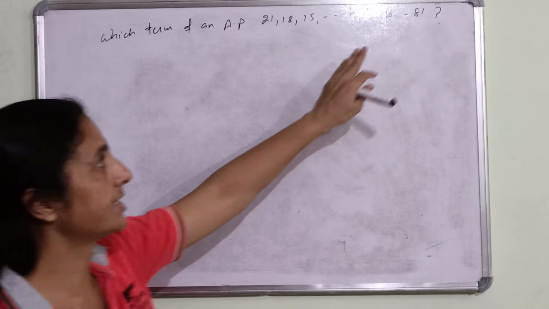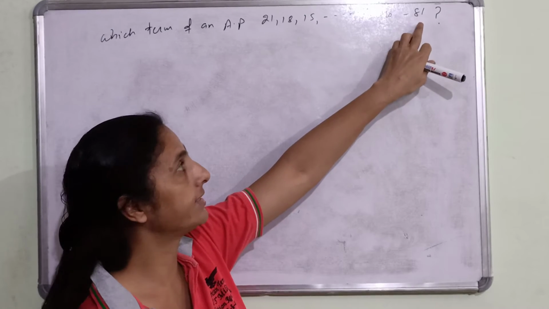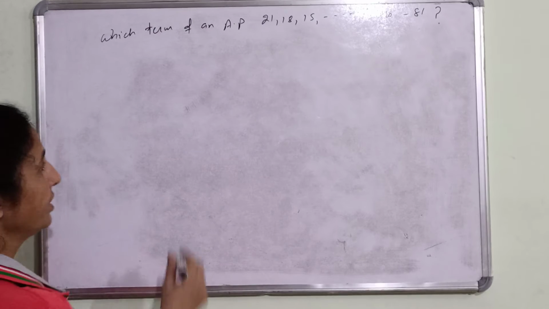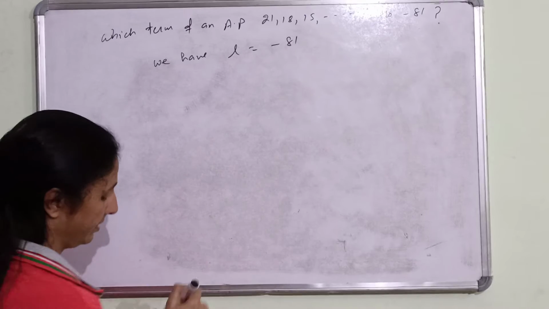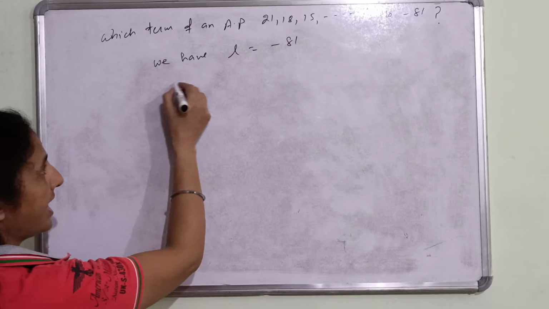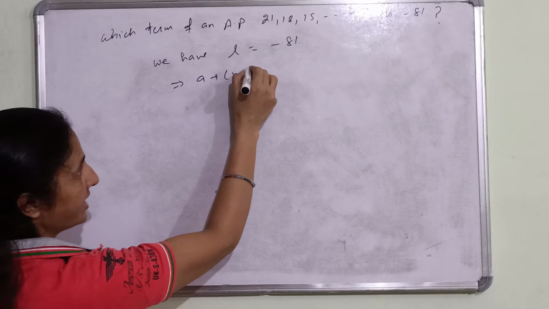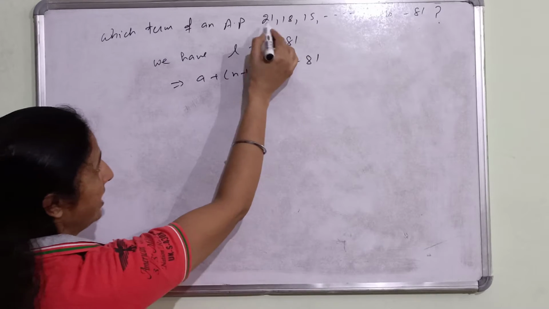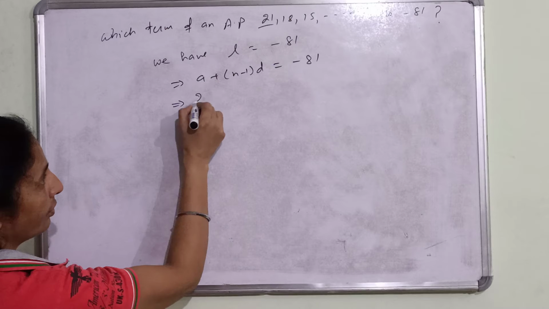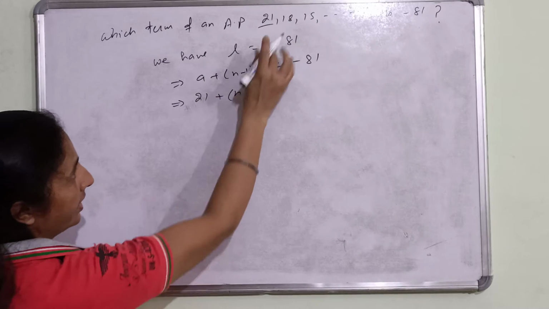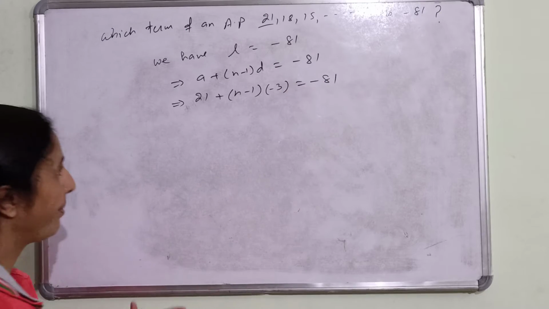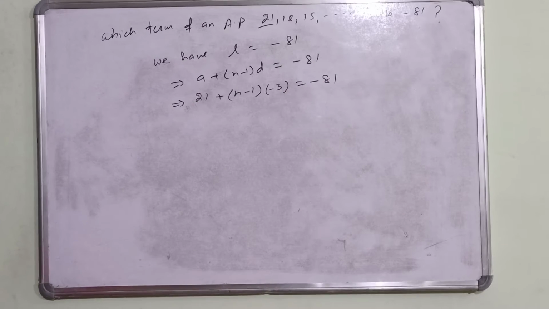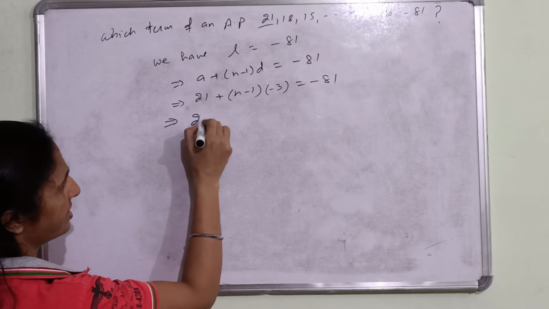So what do we have? We can say that minus 81 is the last term, so L is equal to minus 81. L means last term, which is a plus (n minus 1)d, equal to minus 81. Now a is 21 and what is d? d is 18 minus 21, which is minus 3. Now by using this you can find n. You can solve it yourself now, it's not difficult.